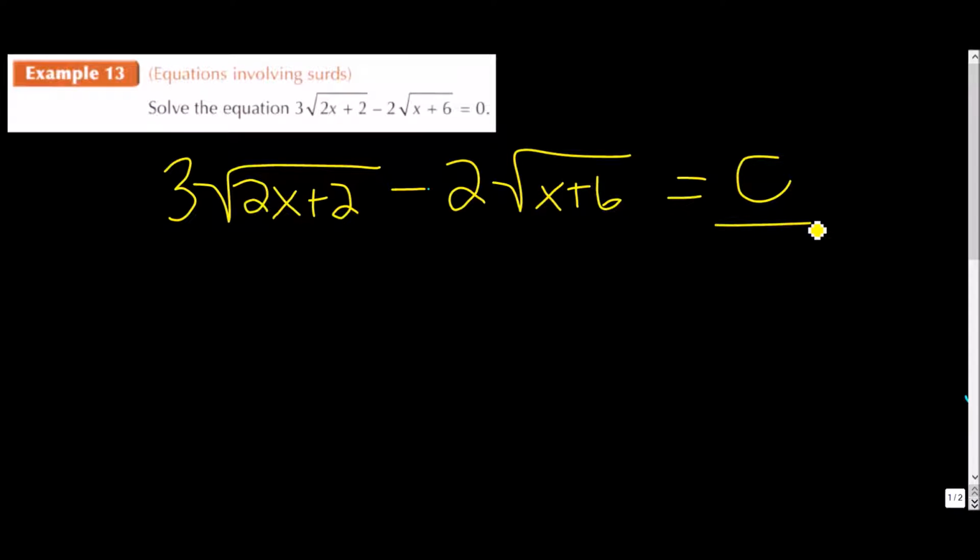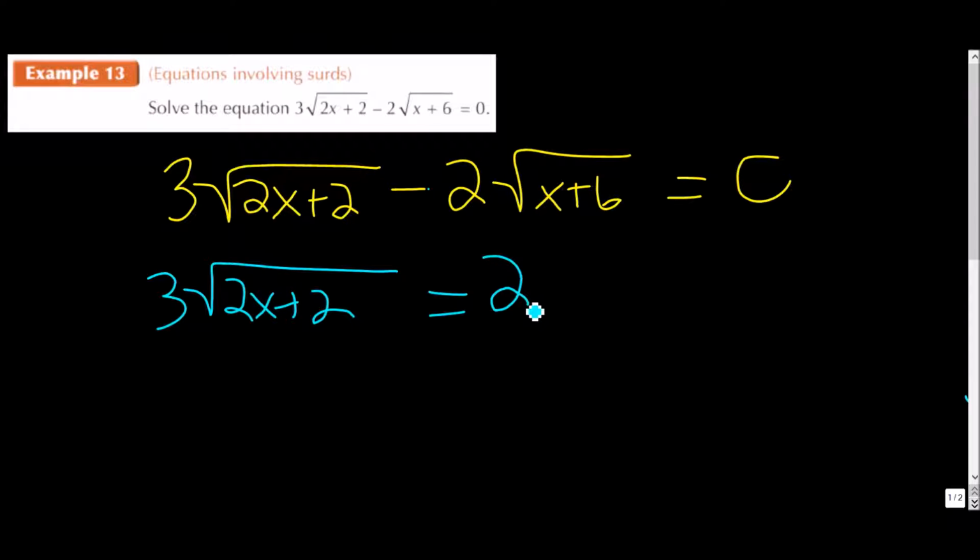This side over here is 1 term. It'll just make 1. But it's 0. If I add something to 0, it's just what it is. So your first realization here is to move something over. I'm going to move the negative 2 times the square root of x plus 6 over. And I'm going to get 3 times the square root of 2x plus 2 equaling 2 times the square root of x plus 6.